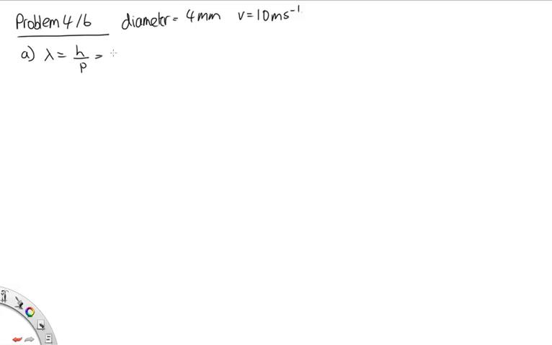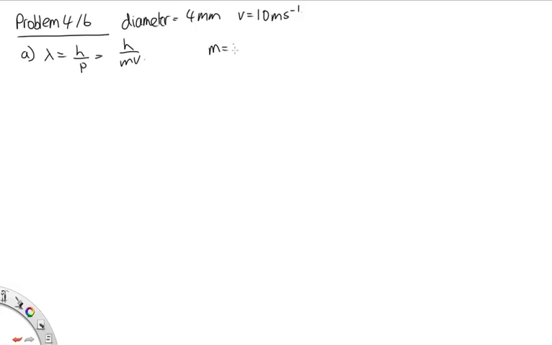Okay, we're up to problem 4 for 1221 or problem 6 for 1231. In this problem we're told that in a particular shower, raindrops have a diameter equal to 4 millimeters and are falling at 10 meters per second. In part A, we're asked what is their de Broglie wavelength. This is given by lambda is equal to h over p, which is h over mv. So what we need to do is work out the mass of this raindrop.